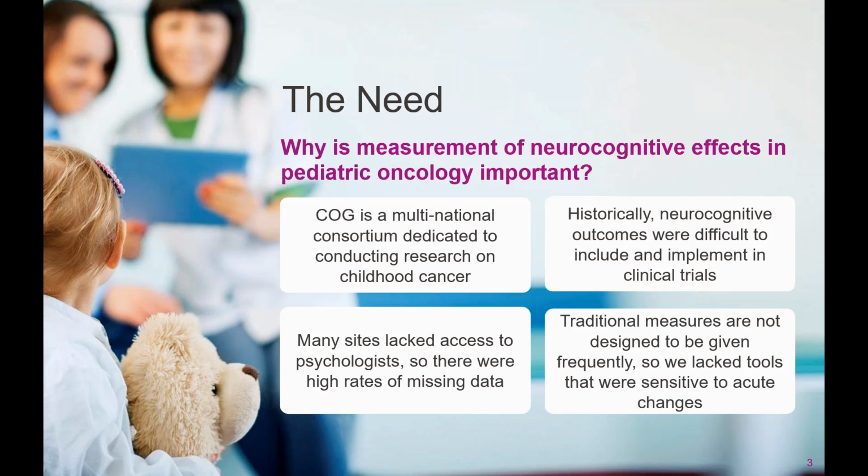So when we've tried to do this in the past, we ended up with high rates of missing data when we tried to collect this information from sites that didn't have personnel or access to the tests that we wanted to use. In addition, our concern was that our traditional measures that we use as psychologists and neuropsychologists to measure cognition over time are not typically designed to be used very frequently. So we were not able to include measures that could be used frequently enough to capture acute changes that we thought might be related to cognition. And this made it difficult to track changes over time in our pediatric population.